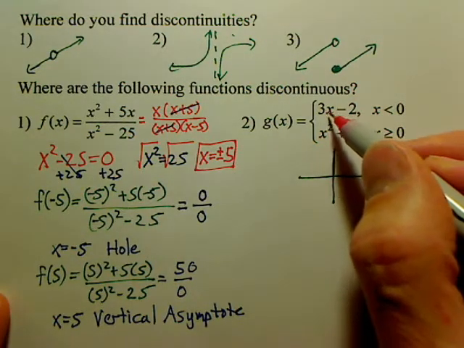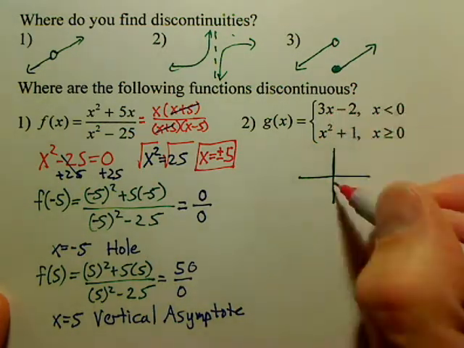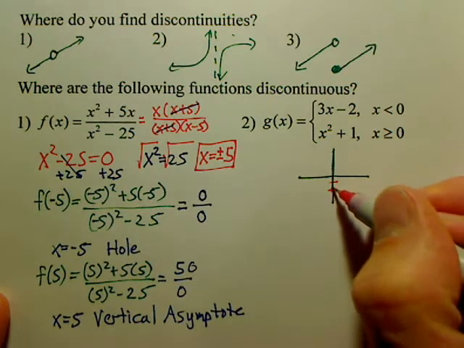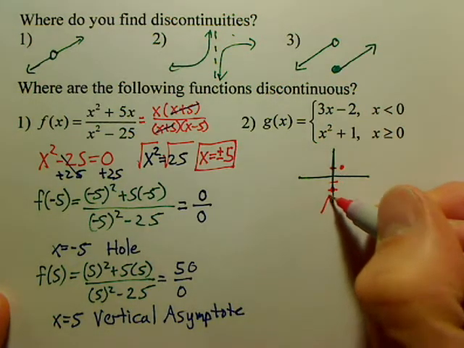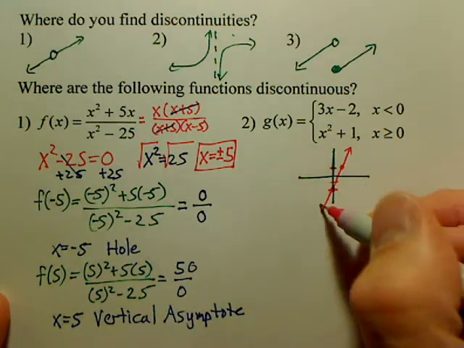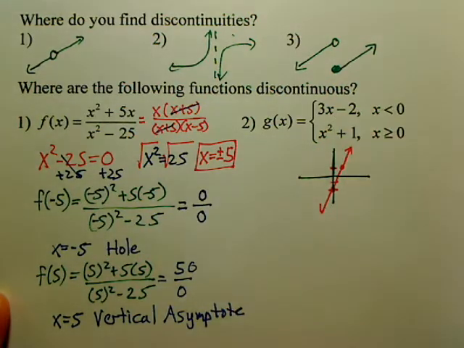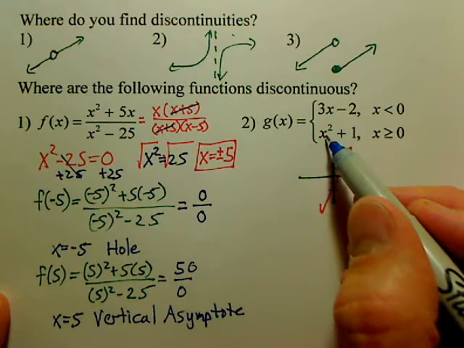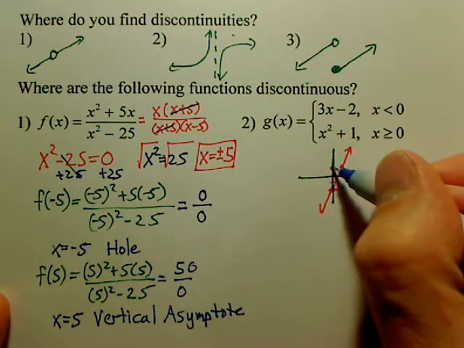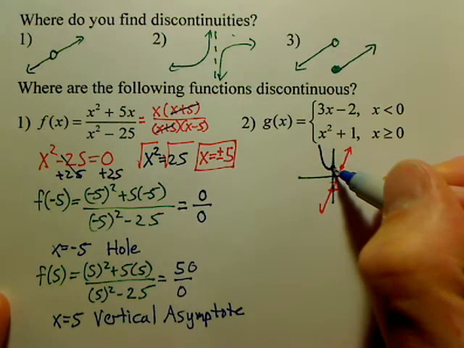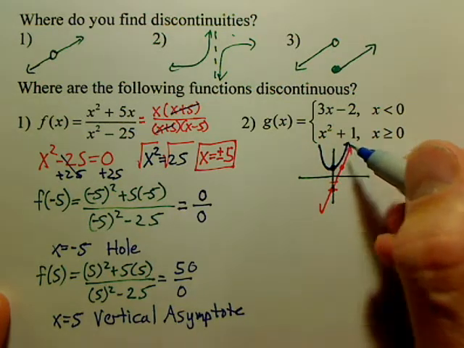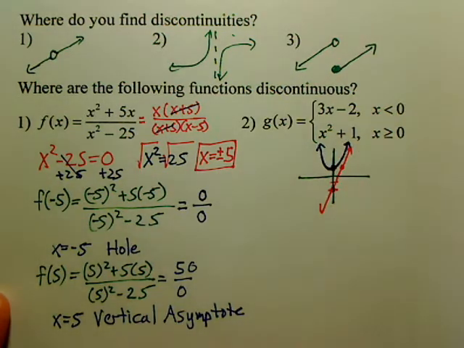If I graph this first function, 3x minus 2, that means I start at negative 2, and I go up 1, 2, 3 over 1, and I get this line. That right there would be this function. And then the bottom function is x squared plus 1. That one's going to start here, and it's x squared, so it's a parabola, a nice normal looking parabola. Okay, those are my two functions.